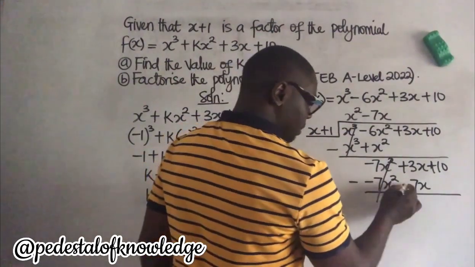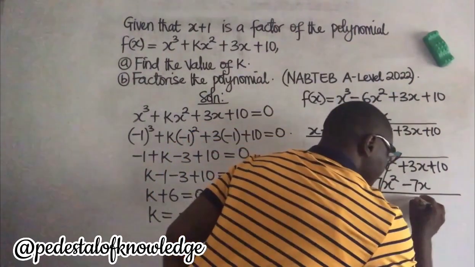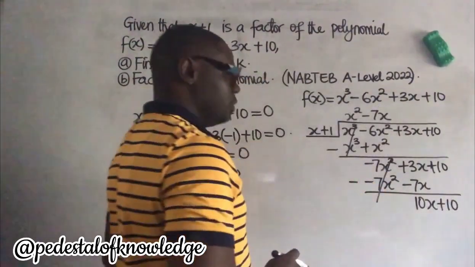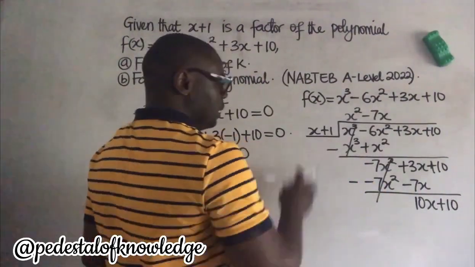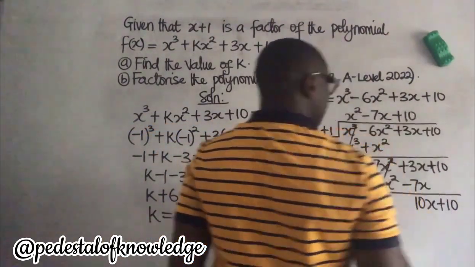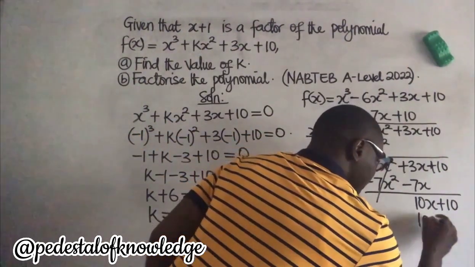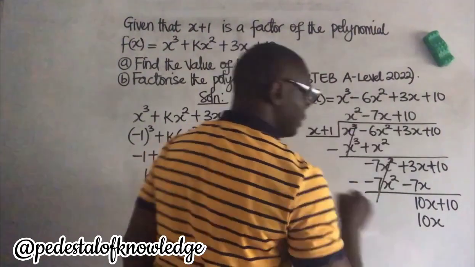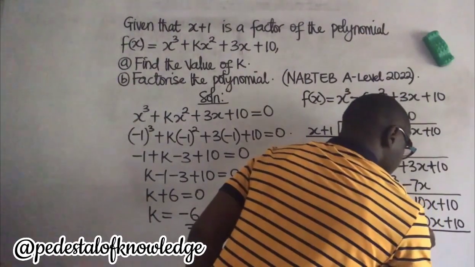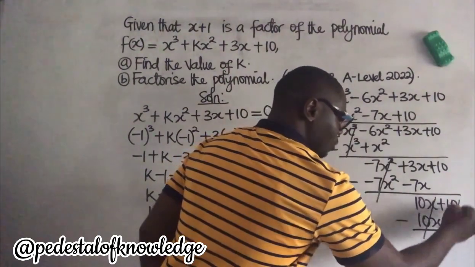This minus will affect this minus to give us plus. So, 3x plus 7x will give us 10x. We bring down plus 10. Okay, we divide again. Now, x into 10x will give us 10. Then this 10 times x will give us 10x, and 10 times 1 will give us 10. We now subtract. 10x minus 10x is equal to 0. 10 minus 10 is equal to 0.